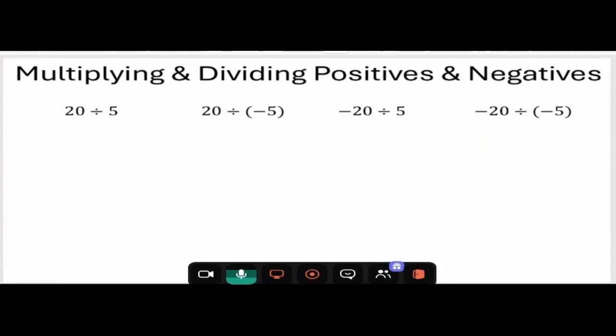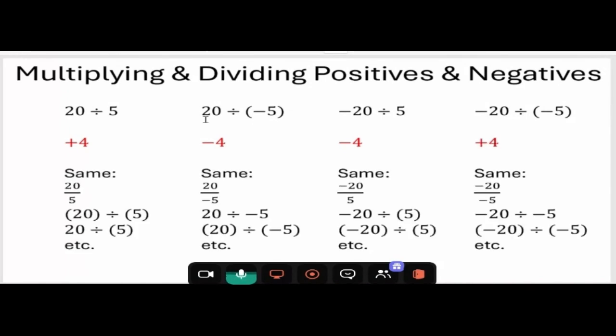Dividing is the same. These are all 20 divided by 5. They're all going to give you an answer of 4. But if the signs are the same, so both positive, we get a positive 4. But if the signs are opposite, one positive and one negative, we get a negative answer. Here in this last one, a negative and a negative being divided, the signs are the same, we get a positive answer.